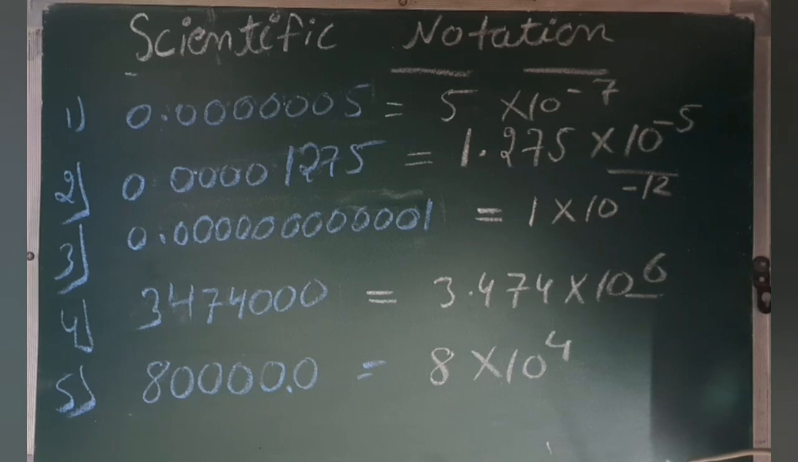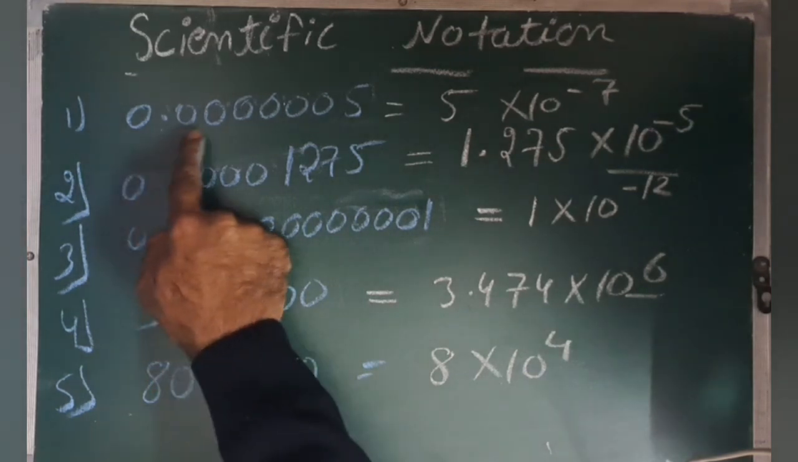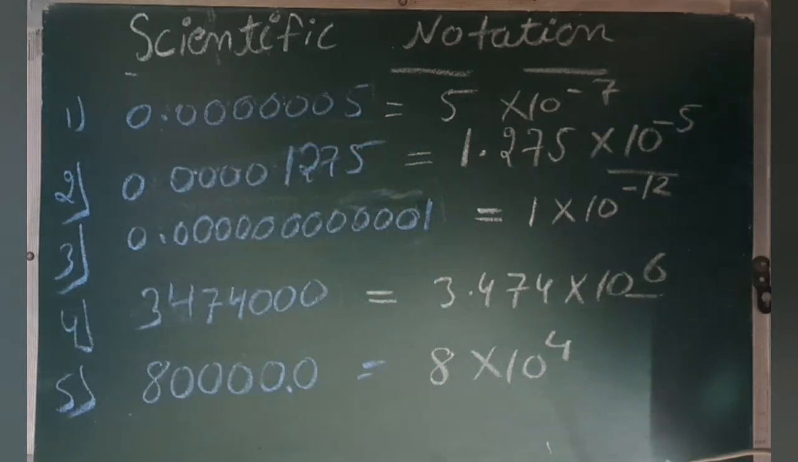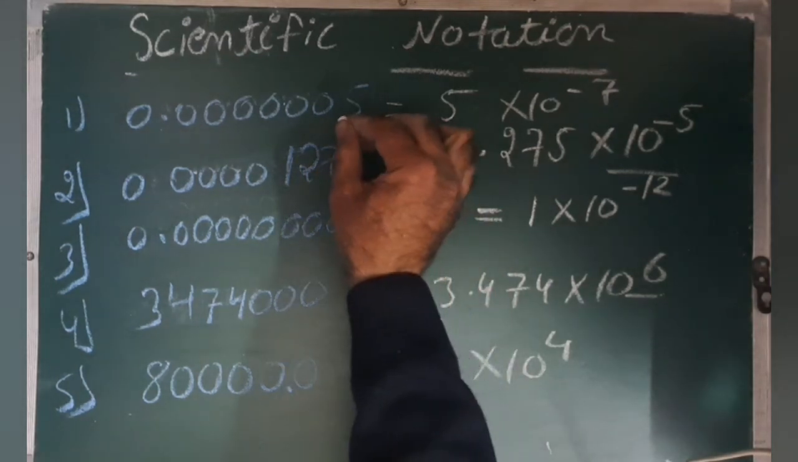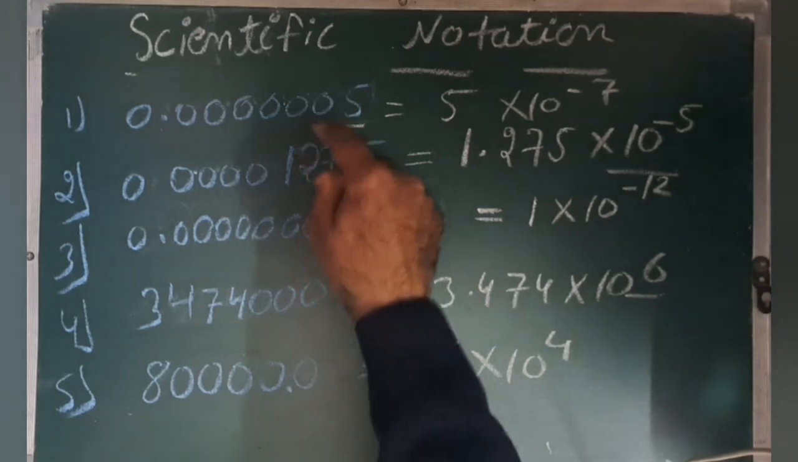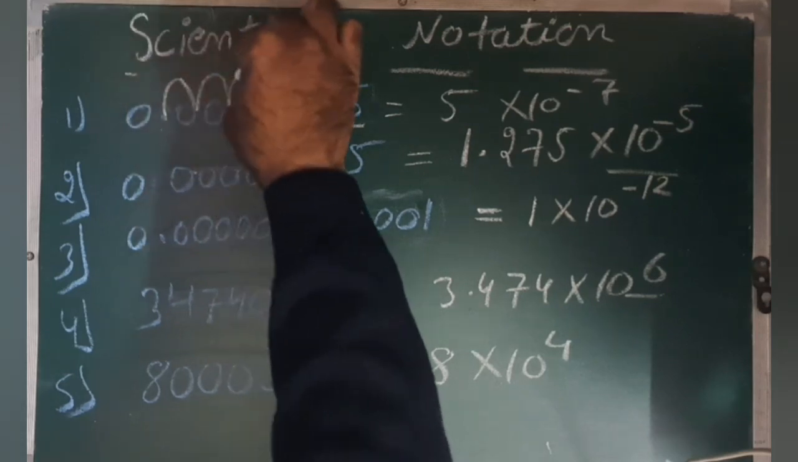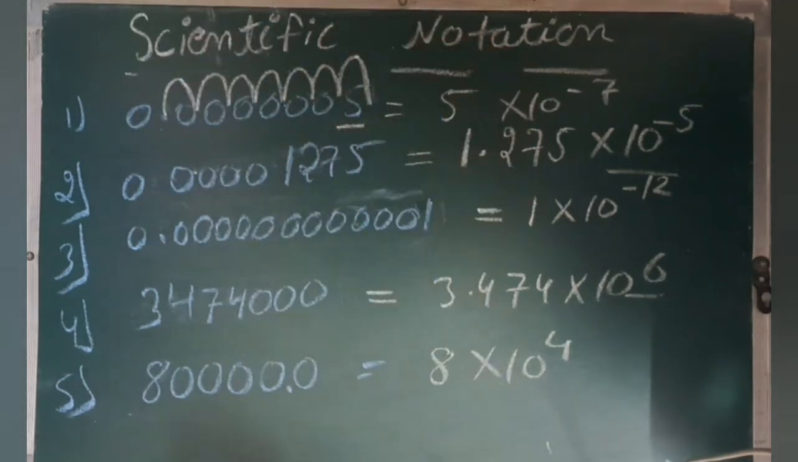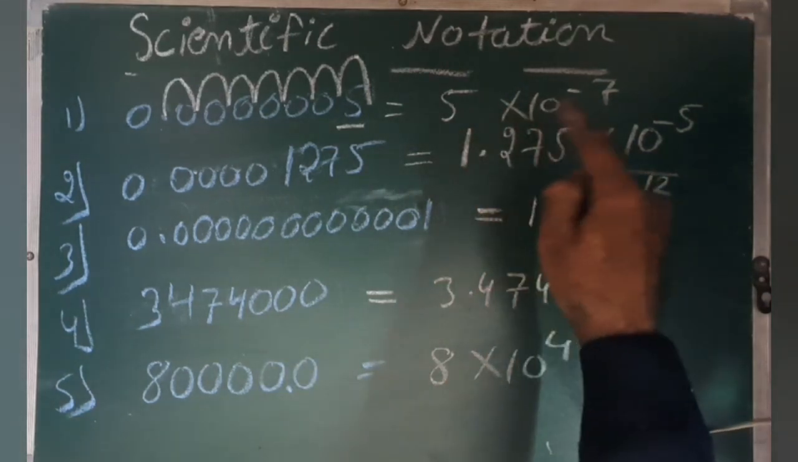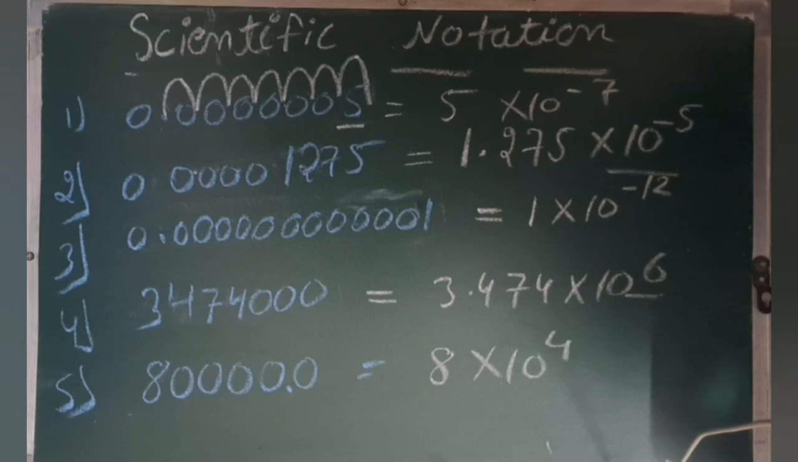So let's suppose one example: 0.000005. How do we write this in standard form? Here, what is the leading digit? The 5 is the leading digit. We'll forget all the 0s. The first digit is the leading digit, that is the 5. So we have to shift our decimal after the leading digit. Our decimal is here. So we shift 1, 2, 3, 4, 5, 6, 7. When we move the decimal in the right-hand side, our exponent is negative. So here it is 5 multiplied by 10 to the power minus 7.